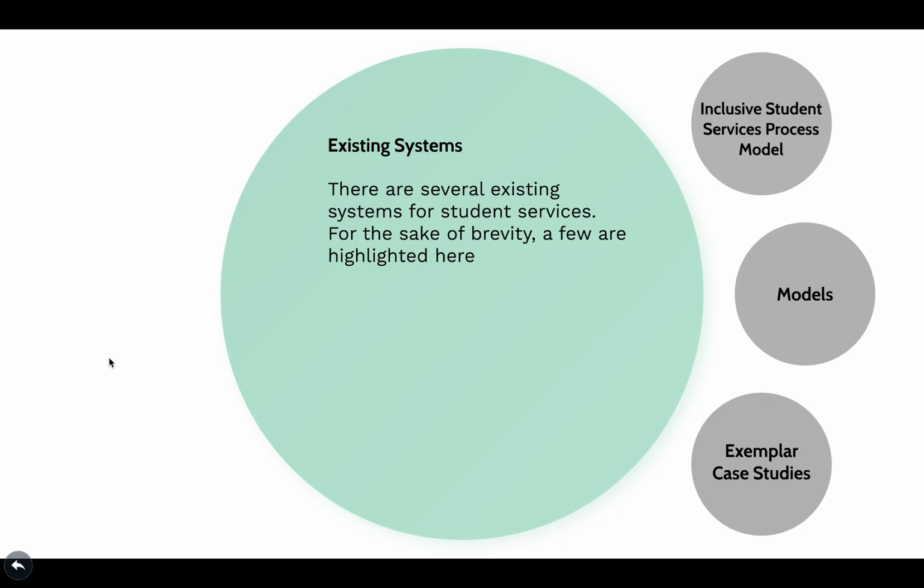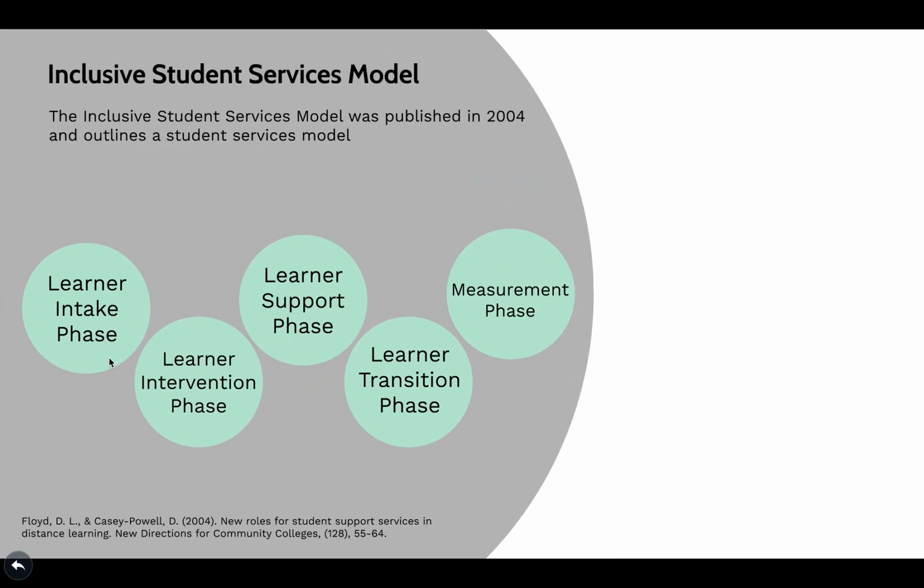The research supporting this presentation naturally included examples of frameworks and exemplars, and some of them are represented here. So first we're going to look at the Inclusive Student Services Process Model. Published in a 2004 study on distance learning and student services, this model is designed with 5 stages. You can see it starts with the learner intake phase and it ends with the measurement phase. Within each of the categories, crucial student services and processes are outlined.